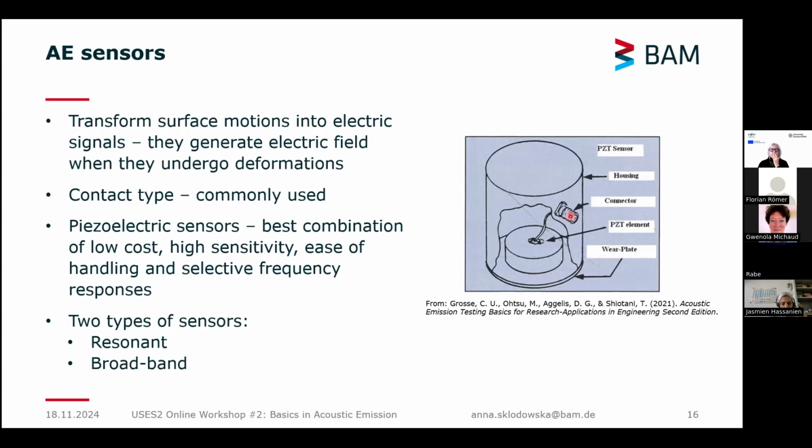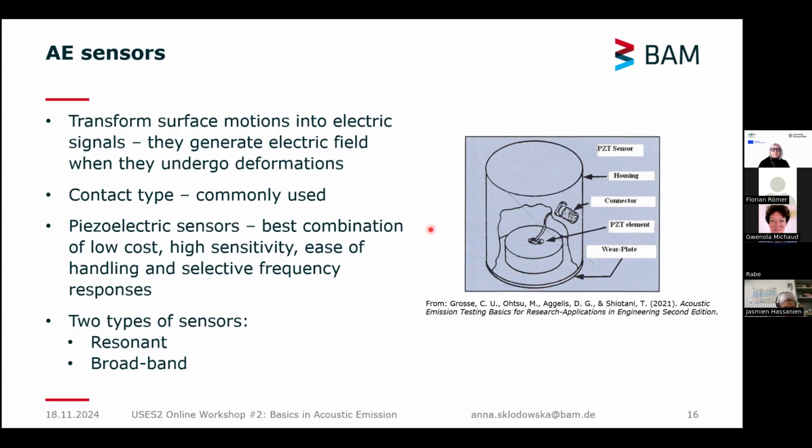What does an acoustic emission sensor look like? This is a graphic showing it. We have a wear plate, a piezoelectric element and a connector. It's all put in a housing that is securing the sensor. The sensors work in a way that they transfer surface motions into electric signals. They generate an electric field when they undergo deformation.